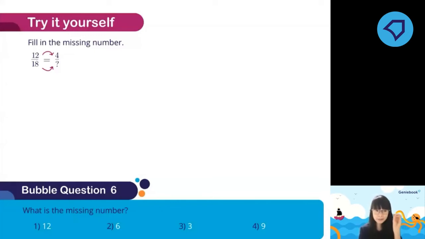So first, identify from 12. How can I make 12 become 4? I need to divide by a certain number. Well done, Phoebe. 6 over 12, that's a very good observation. But since now we are talking about equivalent fractions, it does not necessarily mean we need to find the simplest form. Okay? All right, 10 more seconds. You guys can do it.